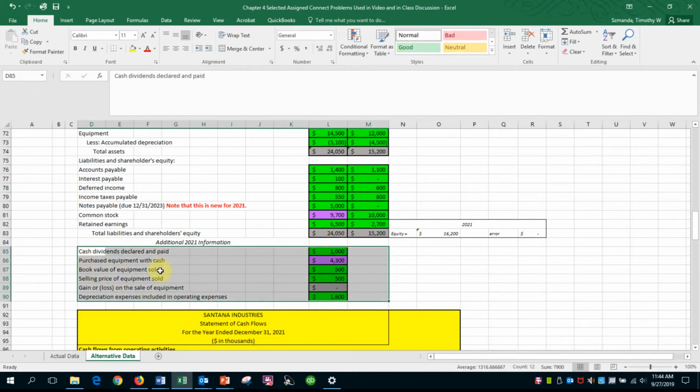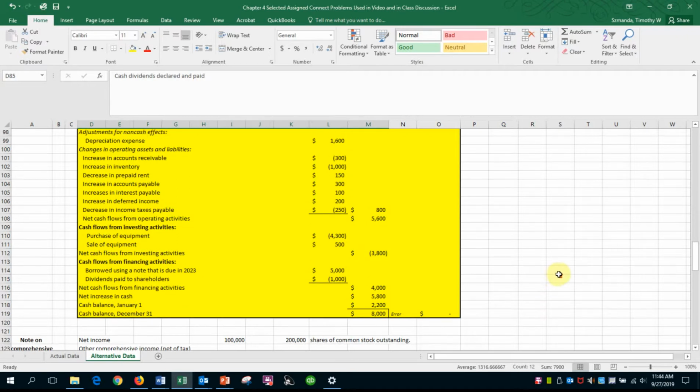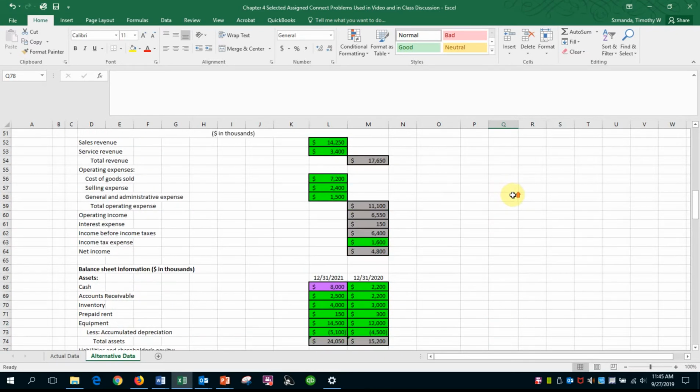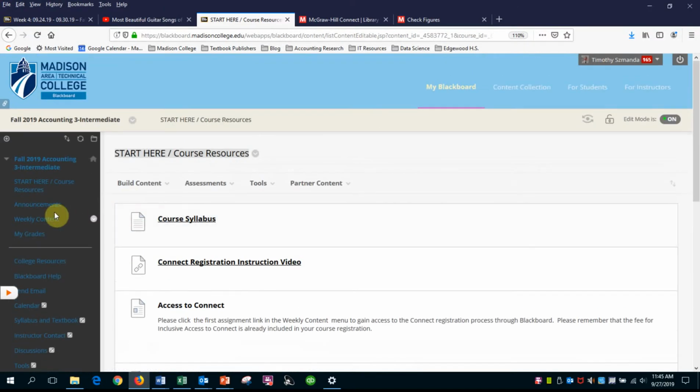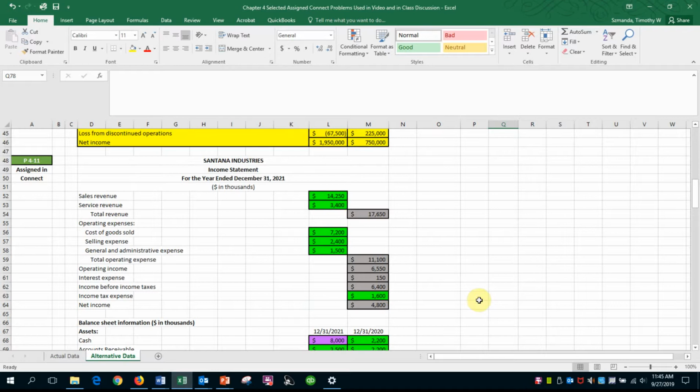And most of this information relates to the last two sections of the statement of cash flows, cash flows from investing activities and cash flows from financing activities. And before I begin this, just a reminder that you're welcome to use the class notes if you attended class. Also, you can use the videos and PowerPoints and text and the check figures that are listed in Blackboard. And those are found under the Start Here Course Resources link for check figures. And also feel free to contact me if you have any questions about these problems.